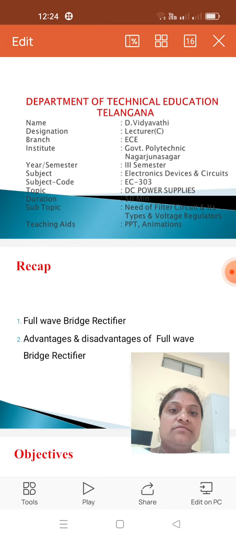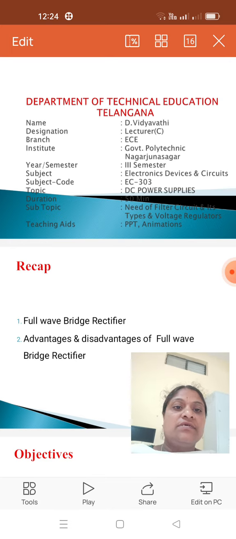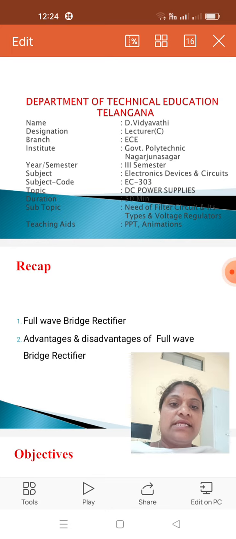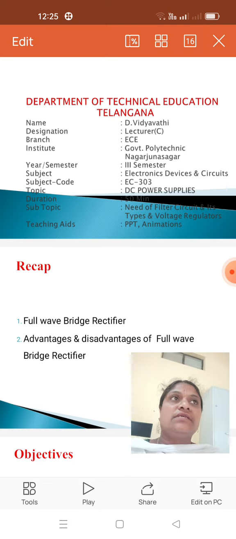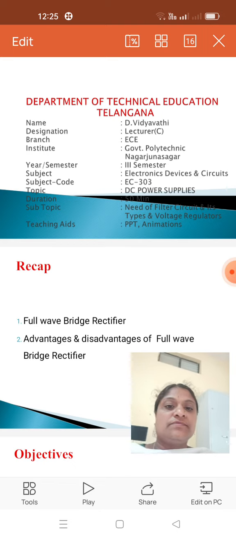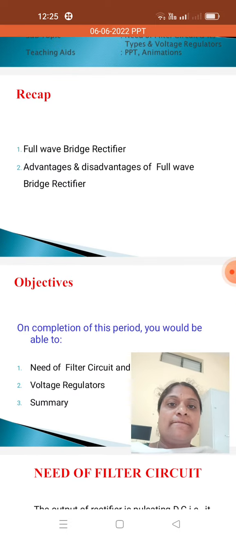Good morning. Today our new class is need of filter circuit and its types, and voltage regulators. These two topics we will discuss one by one now. Okay. Next, recap of this presentation.